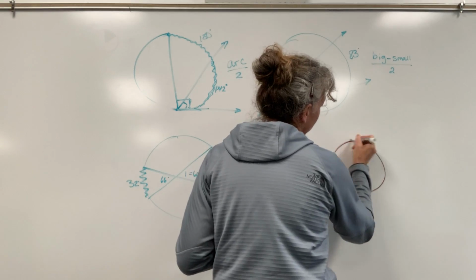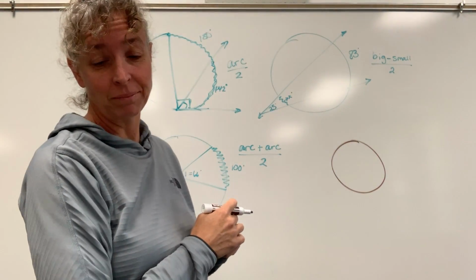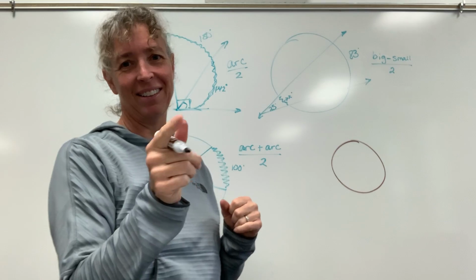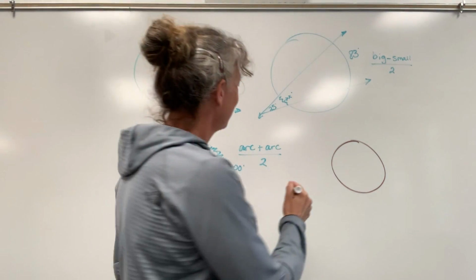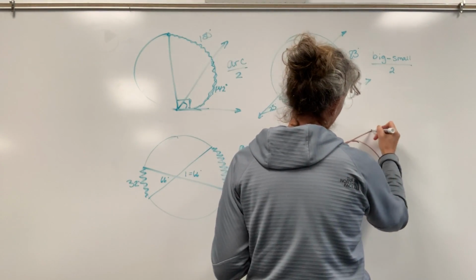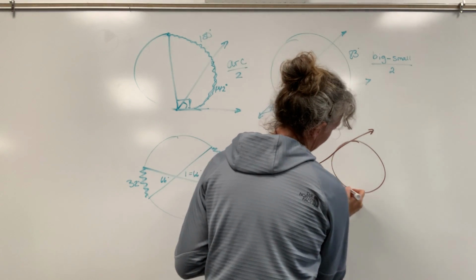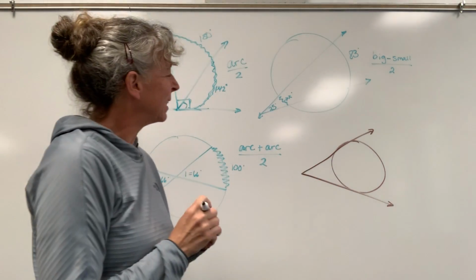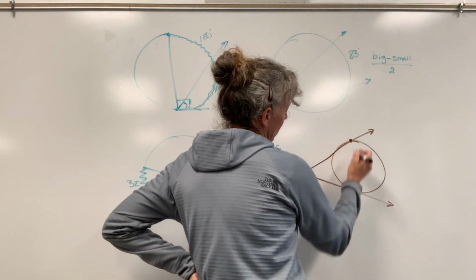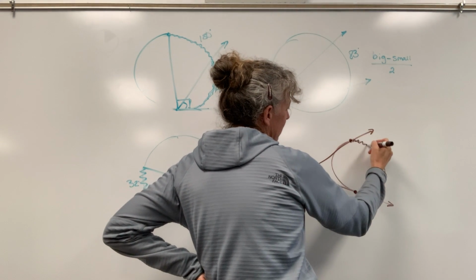There's our circle. It's kind of an egg when I look at it in the video. Then we have a tangent and a tangent. Let's look at something real quick. This is my tangent here, this is my tangent here, and this is the big arc.